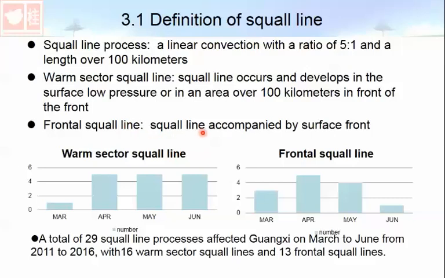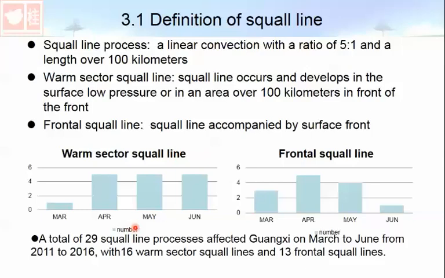Squall line accompanied by a surface front is defined as a frontal squall line. From 2011 to 2016, from March to June, a total of 29 squall line processes affected Guangxi, with 16 warm sector squall lines and 13 frontal squall lines.